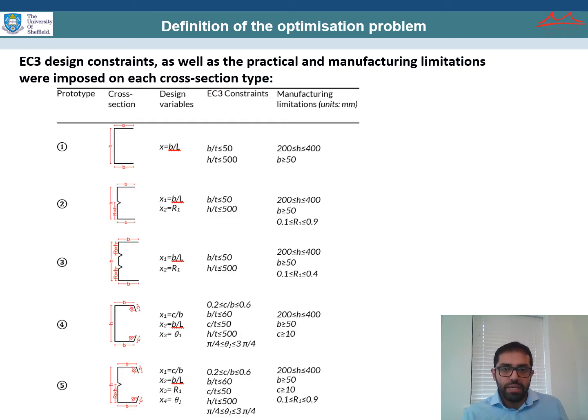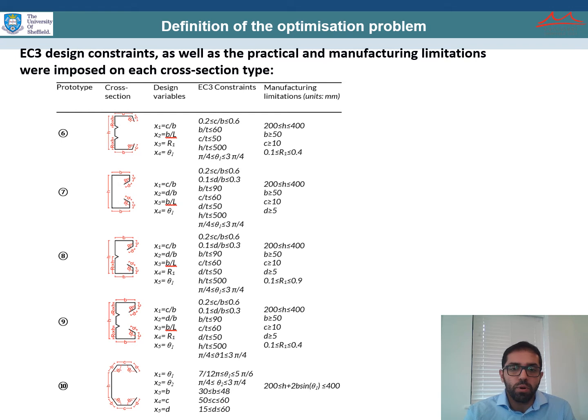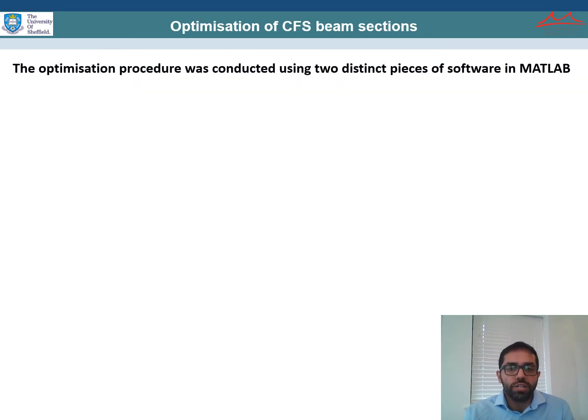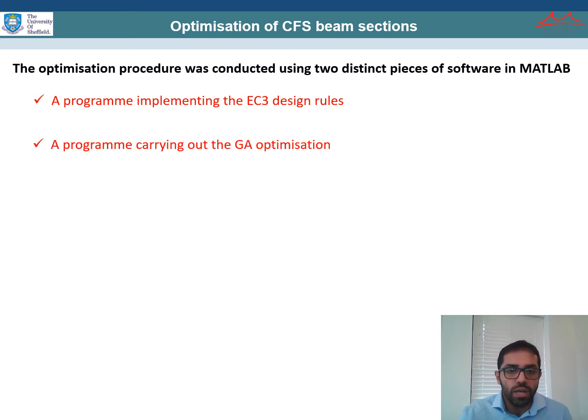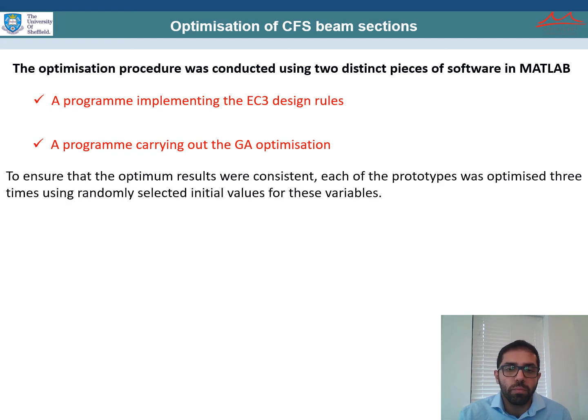And as you can see in the table, all Eurocode 3 design constraints and manufacturing limitations were obtained from consultation with the industrial collaborator of this project, and were proposed for all of these selected cross sections. The optimization procedure was conducted using two distinct pieces of software in MATLAB: a program implementing the Eurocode 3 design rules, and also a program carrying out the GA optimization.